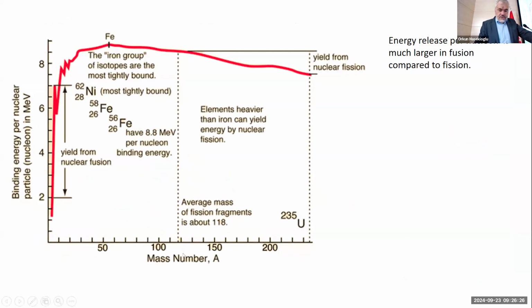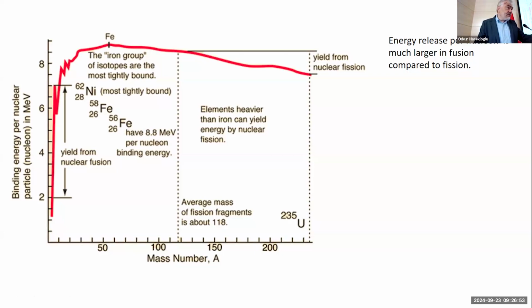Most of you must have seen this. In the horizontal axis, we have the mass number of the isotope. And in the vertical axis, we have the binding energy per nuclear particle in MeVs. As you see, fusion produces much larger amounts of energy as compared to fission. This is the delta E.